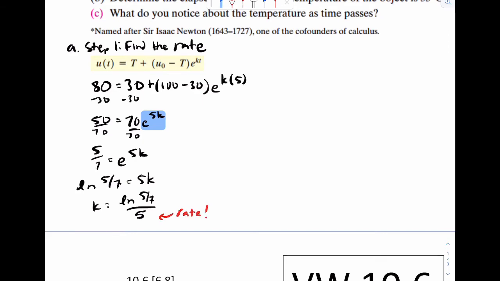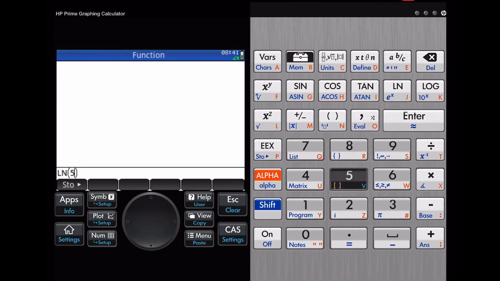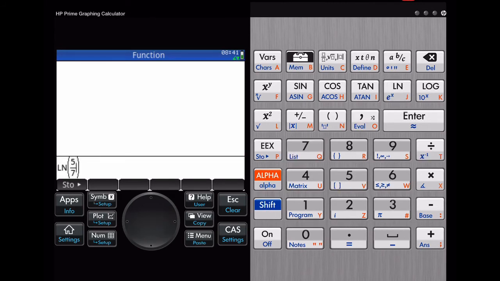Now for questions like this, we actually have to have the exact value. So you want to make sure you do not round. We have to use the exact value of this expression. And to do that, we use our calculator. So we're going to go to natural log 5 over 7, and this is divided by 5. So this tiny number is our rate.